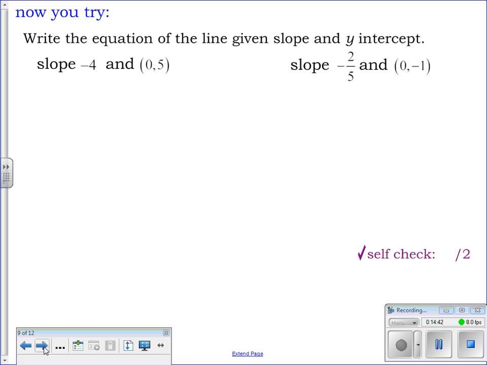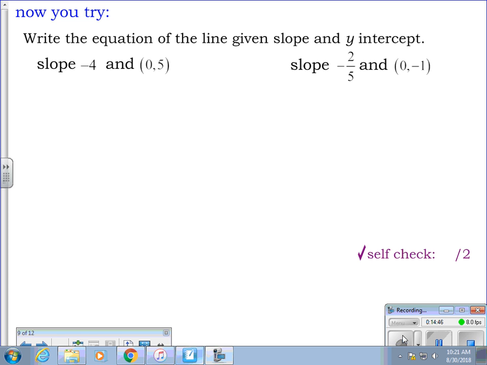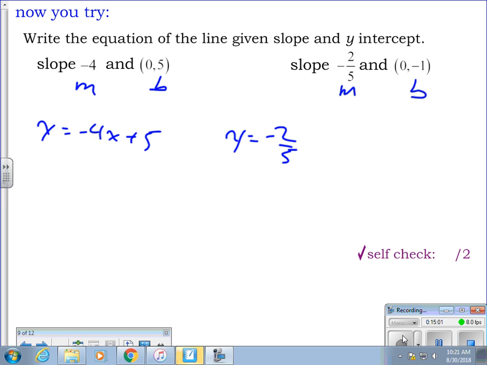Your turn. This one should be a quick and easy one to do. M, B, y equals negative 4x plus 5. M, B, y equals negative 2/5 x minus 1.